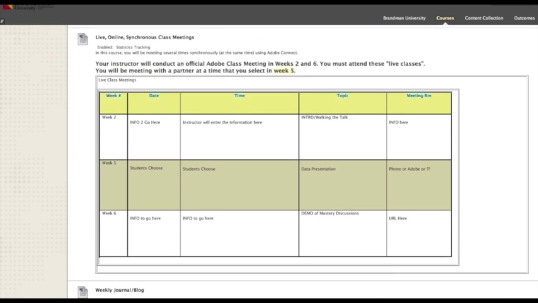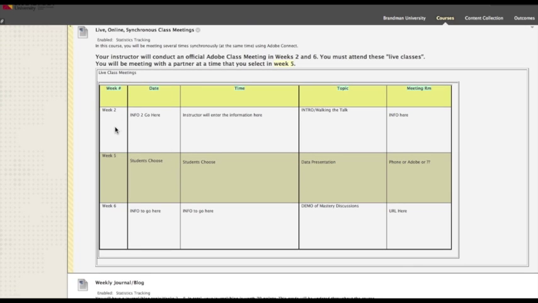Here are the live synchronous meetings, again, week 2 and week 6. In week 5, you will have your data presentation where you will meet with a peer. You can either use Adobe Connect and meet virtually, or you can share your PowerPoints that you're going to be presenting using Blackboard. There's a wiki there for you to post them. You can do it over the telephone. That's fine. So all of that will be there.